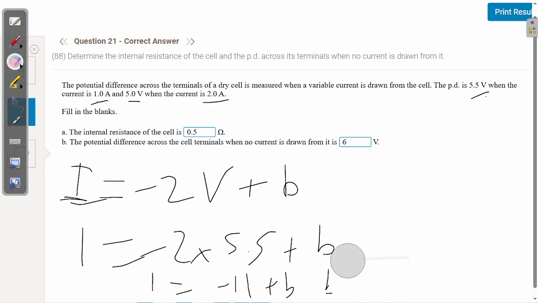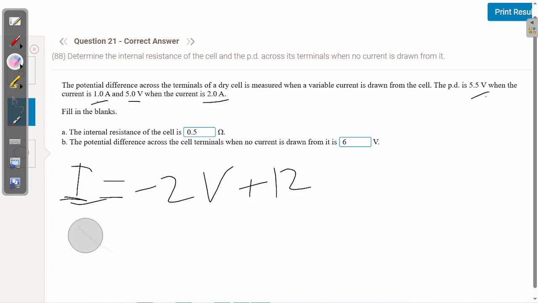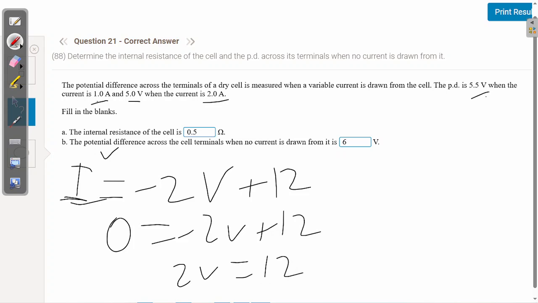Wait, I think I made a mistake. Okay, let me go back. 1 is equal to negative 2 times 5.5, so 1 is equal to negative 11 plus b. b is equal to 12. Okay, that's correct. And plus 12. Now we can answer, they want the potential difference V when there is no current. So 0 is equal to negative 2V plus 12. 2V is equal to 12, so V is equal to 6 volts.